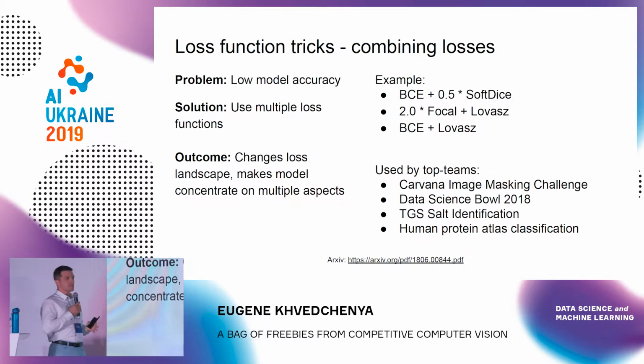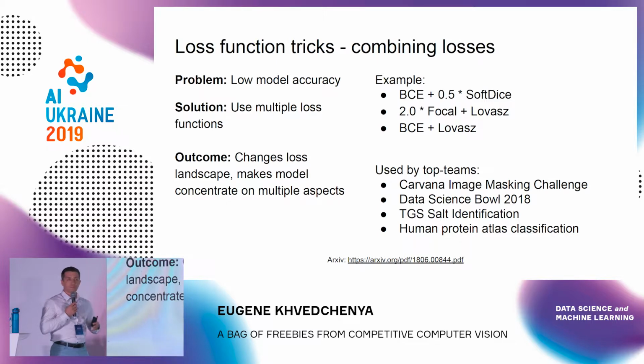So last trick here is you are not bound to use only one loss function. It's a common practice to combine multiple losses with different weights. They are found experimentally, but the idea here is that by combining multiple losses, you can change the loss landscape of your model, and therefore avoid getting stuck in some local minima or help the model to concentrate on different aspects of your problem.